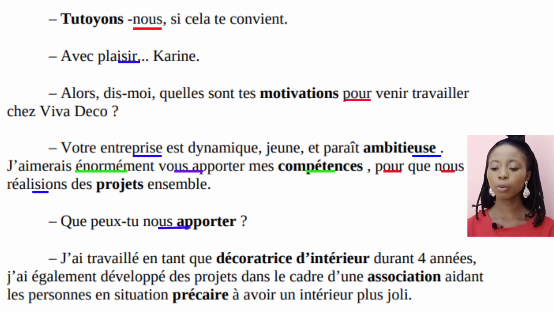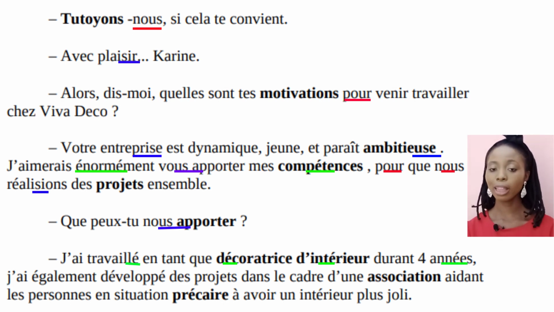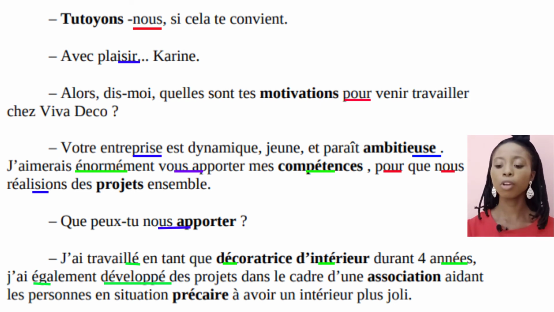Okay, nous apporter. Okay, so we have je travaillé. Don't forget our E accent aigu, which gives us the sound E. Travailler. En tant que décoratrice d'intérieur, E accent aigu there as well, durant 4 années. Don't forget our E accent aigu gives us an E. J'ai également, another E as well. Développé. We have our E two times, that's our E accent aigu two times, développé.